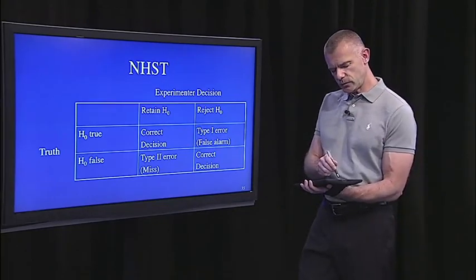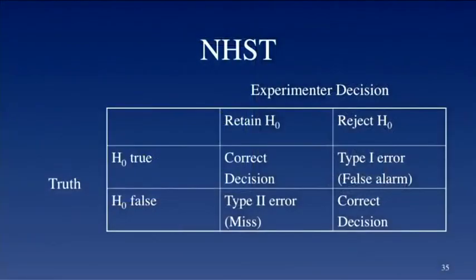So you can think of these two rows in this diagram as sort of alternate universes. You can't live in both of them. Either one is your universe or the other is your universe. Either you live in a world where the null is true or you live in a world where the null is false. And you have to figure out, as the experimenter, which one of these you are in.